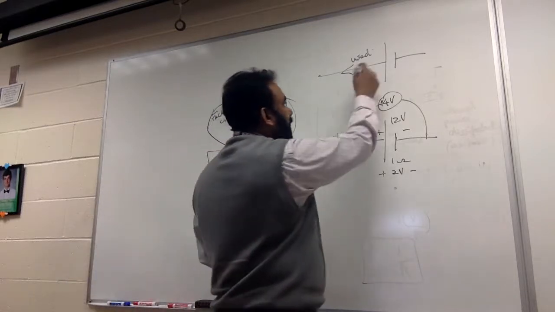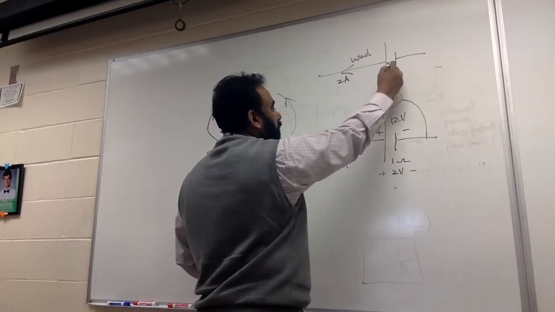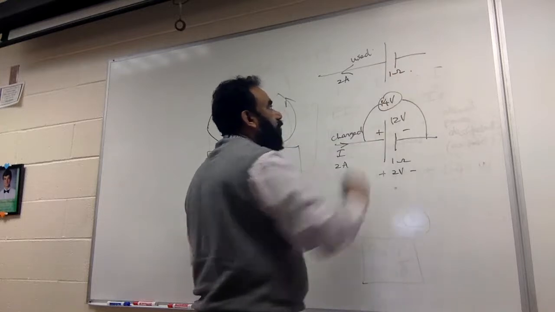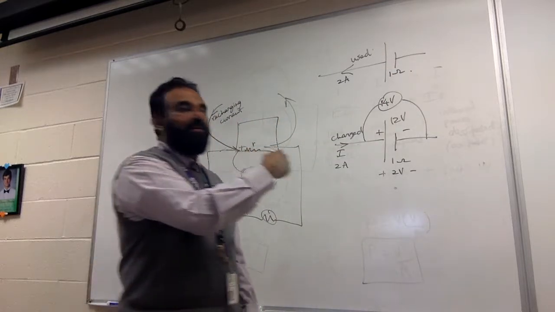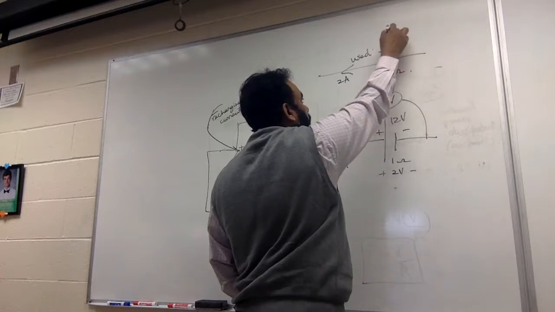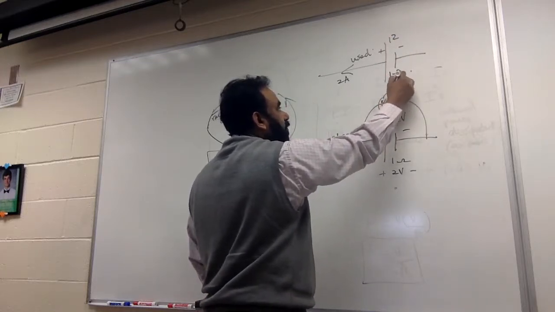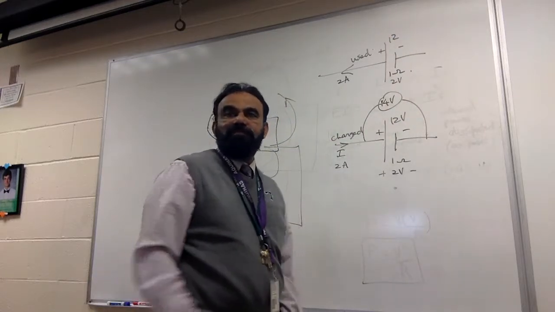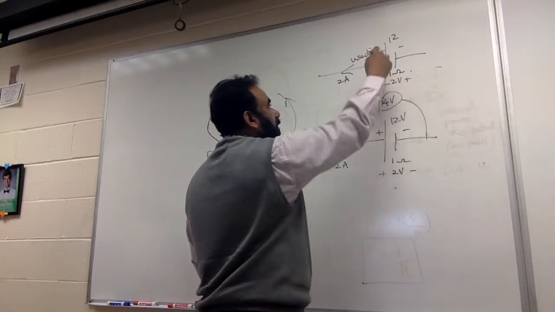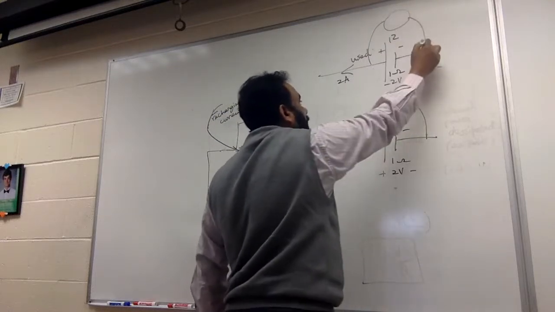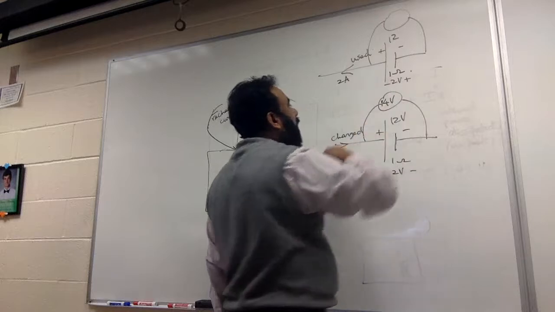Let's say, for example, here, if I'm taking 2 amperes out and this is 1 ohm, which way is the current going? From this side. So this is plus minus 12 and this is going to be 2 volts. Which side is positive? The right side is positive. So how many volts will be seen here? 10.